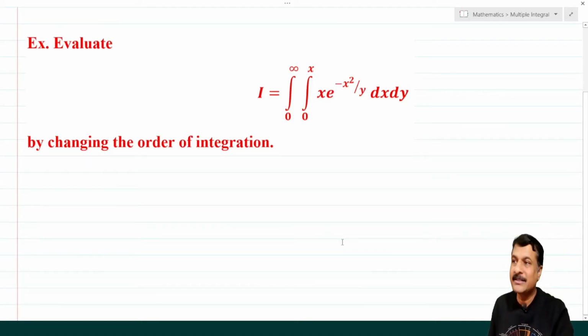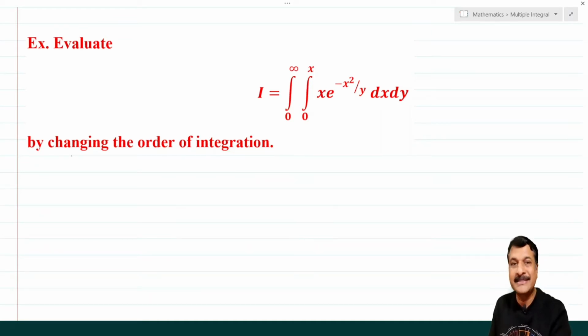So here is an example. Evaluate I equal to the integral from 0 to infinity, inner integral from 0 to x, of e raised to minus x square by y, dx dy, by changing the order of integration. Here we have to change the order of integration because the example itself says so. Easy or difficult, we have to change the order of integration.